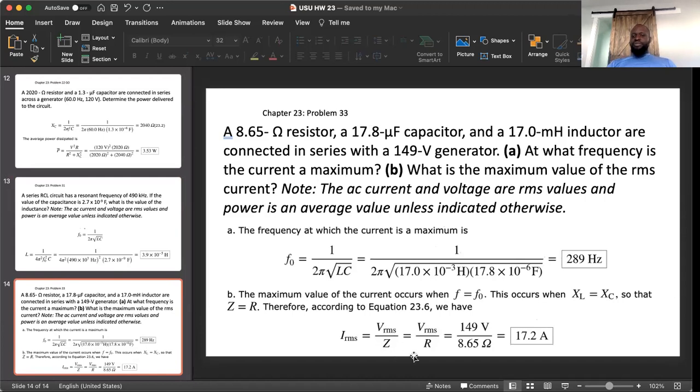So VRMS over Z. So if you're saying the maximum value of the RMS current, at resonant frequency, XL equals XC. So our Z is just R, if you remember. So it's just V over R to get that maximum RMS current here. So you don't need to calculate the impedance because impedance has XL minus XC all squared, XL equals XC, that goes away. You only have R squared square root, which is just R.